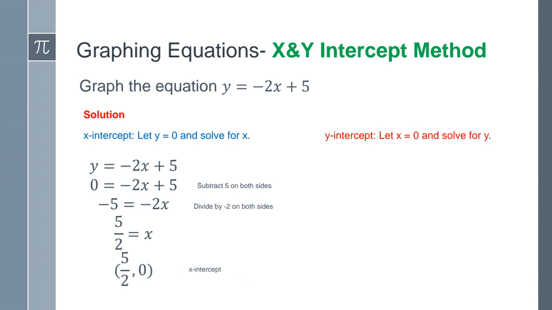And then for the y-intercept, I'm going to write my equation, and now I'm going to let x equal 0. So y is equal to negative 2 times 0 plus 5. So 0 times negative 2 is 0, plus 5 is going to be 5. So when x is 0, we get 5.